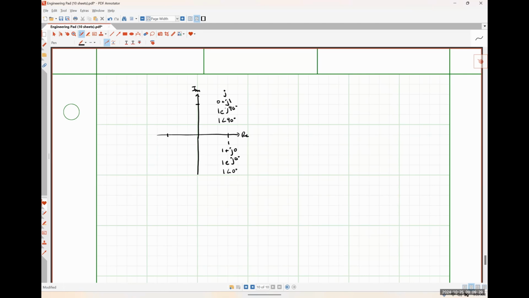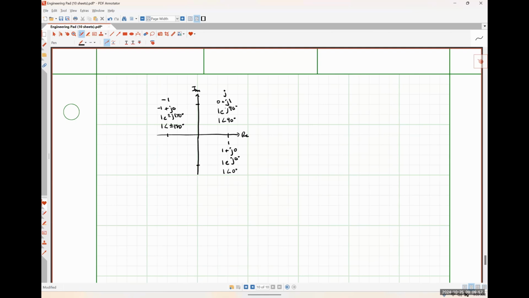If I go out 1 unit in the negative direction, we would normally call that -1. In rectangular form, that's going to look like -1 plus j0. Or in exponential form, 1e to the plus or minus j 180 degrees. Or in polar form, 1 angle plus or minus 180 degrees.